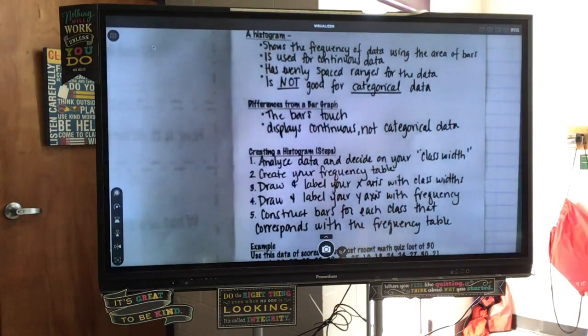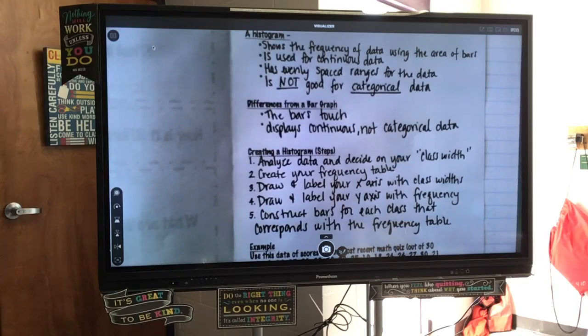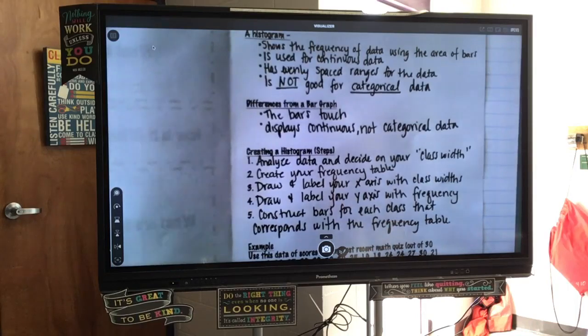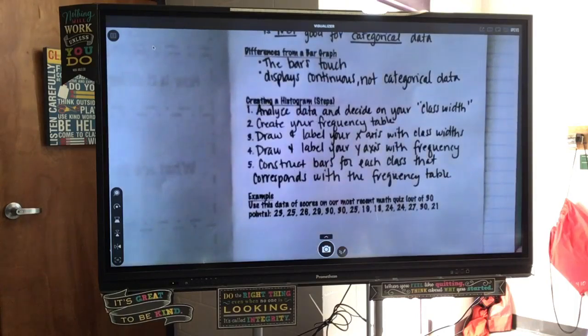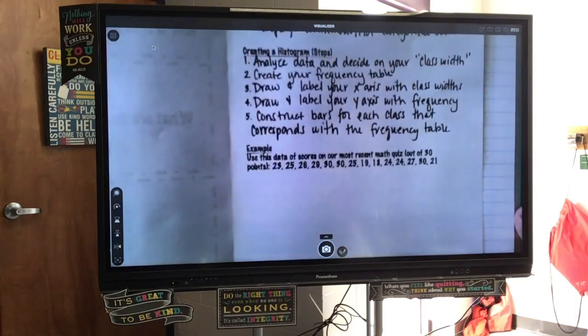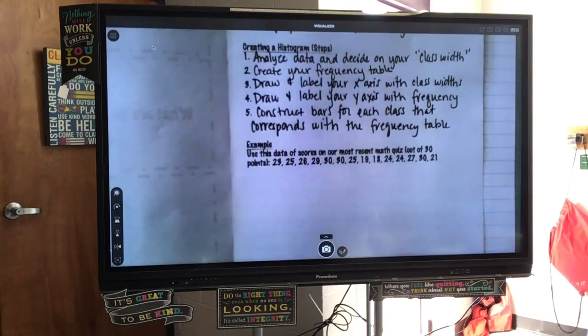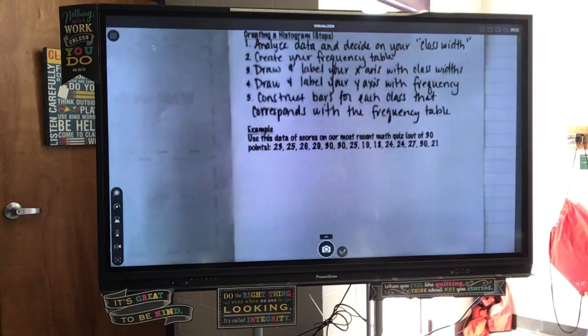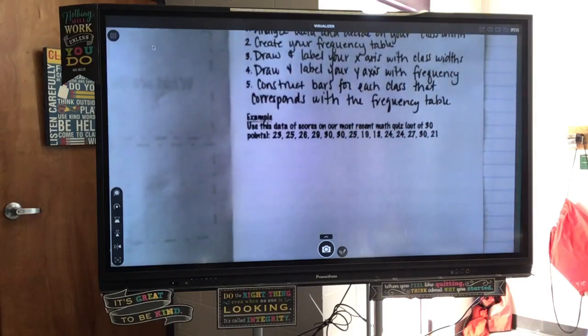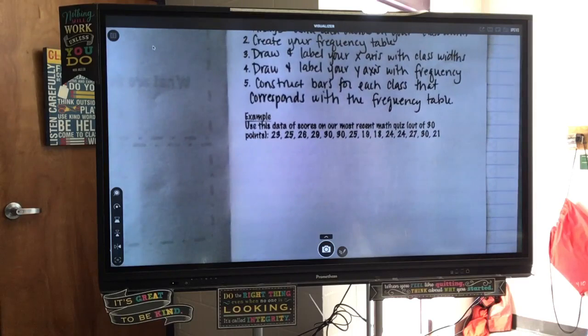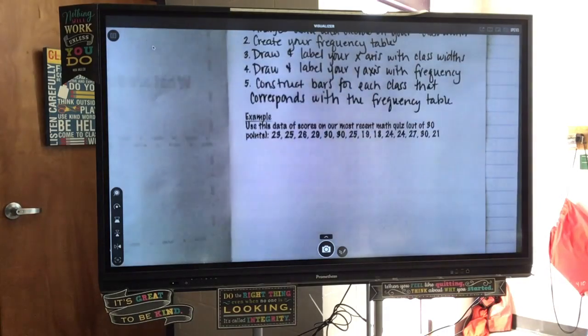Alright, so how many of you guys are like, that seems like a lot of work? Okay. It seems like a lot of work, but it's really not hard. So we are going to do an example. We're going to decide on our class width, make a frequency table, and then draw a histogram. So down here, make sure that you don't make your information super big because you're going to run out of room if you do.